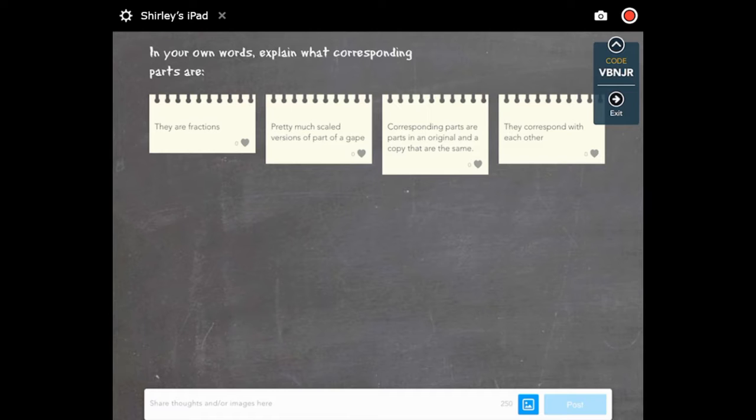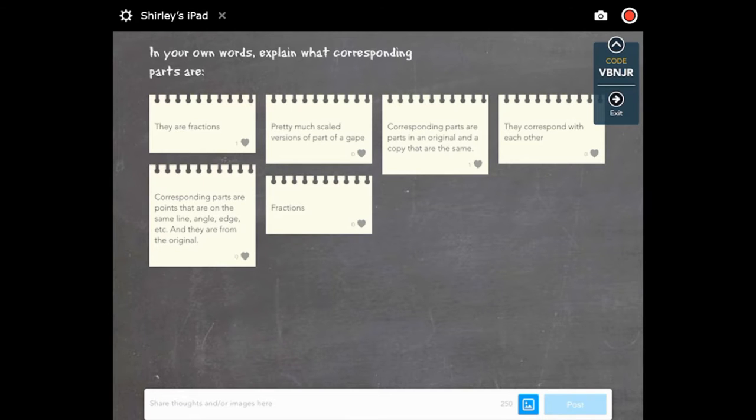Yes, I love this answer. I'm going to like it. Corresponding parts are parts in an original and a copy that are the same. They correspond with each other. Yes.